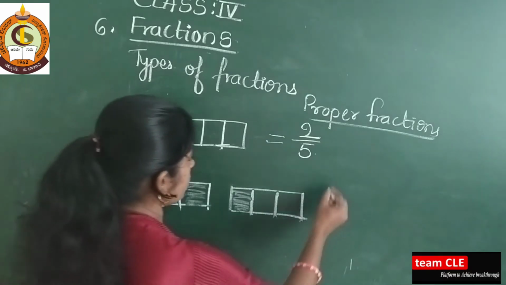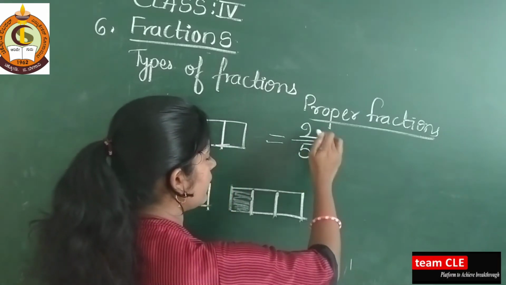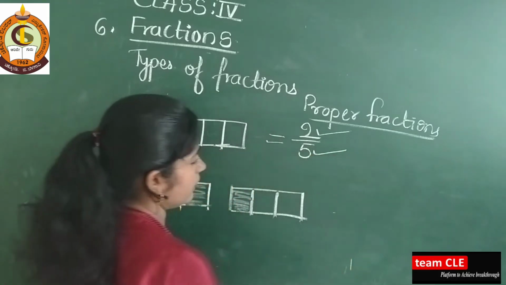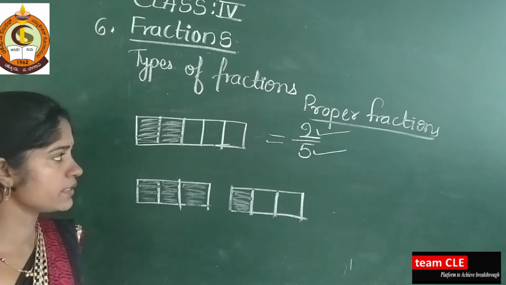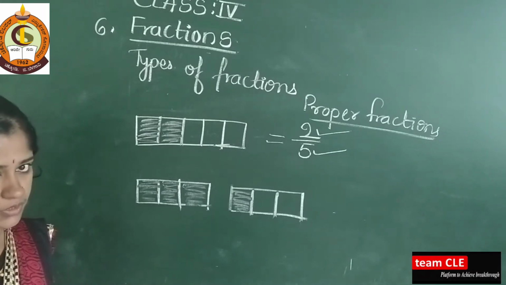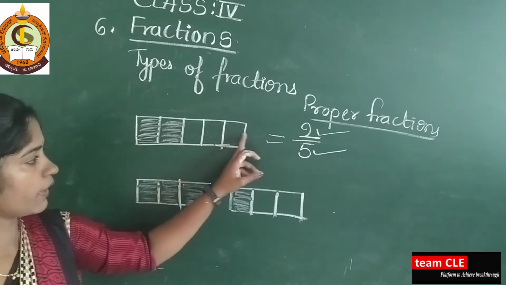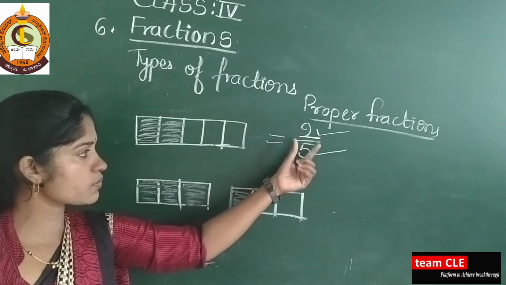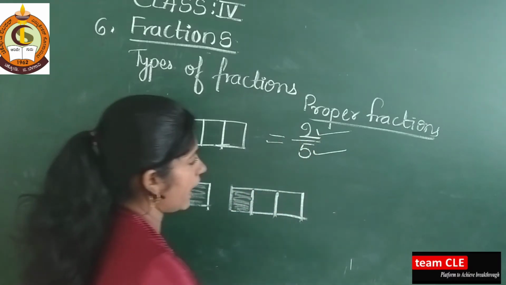A fraction having a numerator less than the denominator. Numerator should be less than denominator. See here, numerator small and denominator big means that is a proper fraction. I hope you are getting my point. So here 1, 2, 3, 4, 5. Total parts are 5 and shaded parts are 2. Numerator small and denominator big means that is a proper fraction.